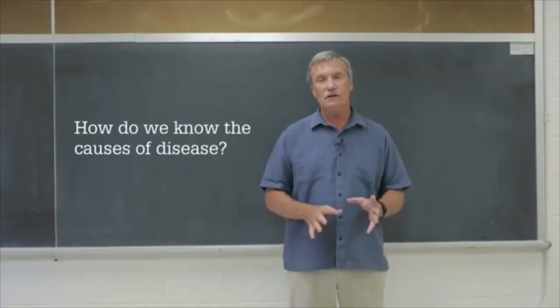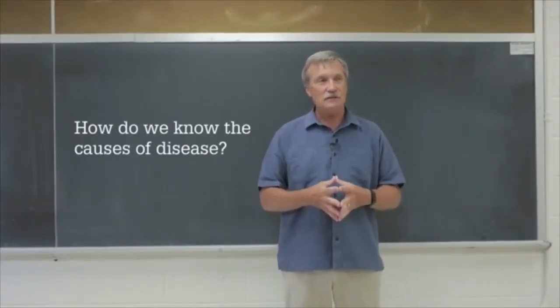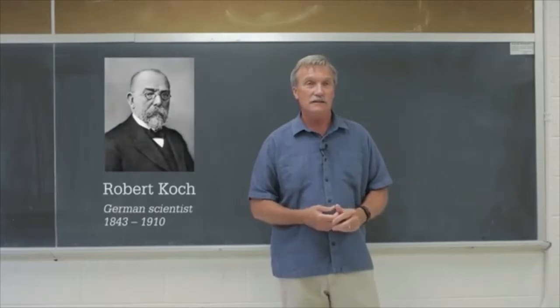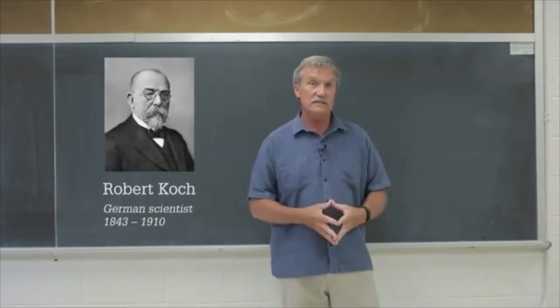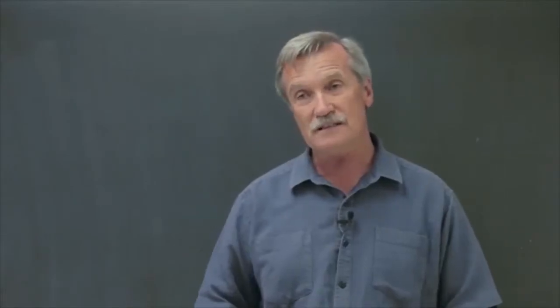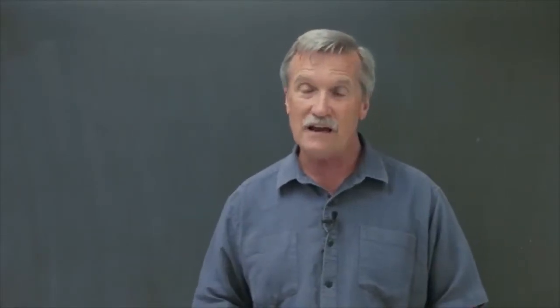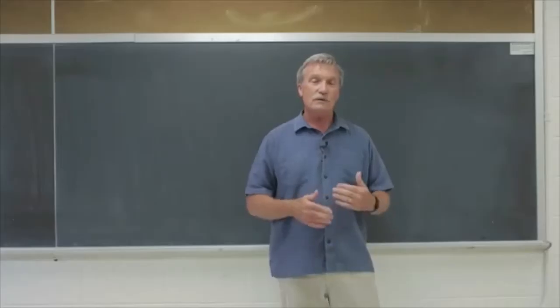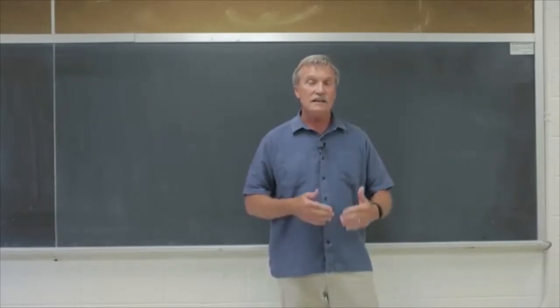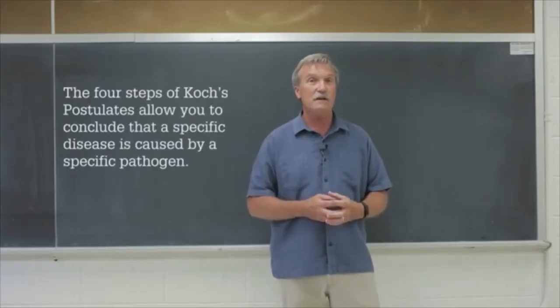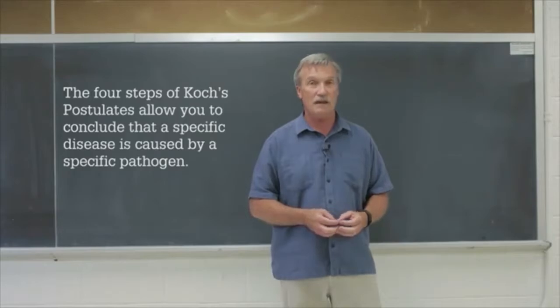How do we know the causes of disease? The answer to this question started some 130 years ago with a German scientist named Robert Koch. His specific interest was with an animal disease, anthrax of sheep. In his observations, he had observed in diseased sheep the presence of a bacterium, whereas in healthy sheep there was no bacteria. But how did he prove that this organism caused this disease? As we will go through in this series of videos, he developed a series of steps that will allow you to conclude that a specific disease is caused by a specific pathogen.